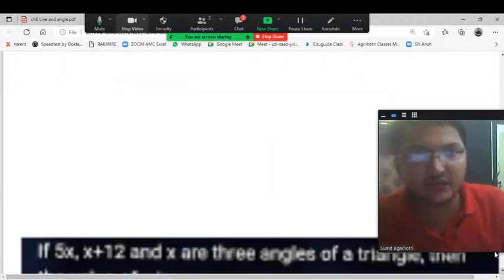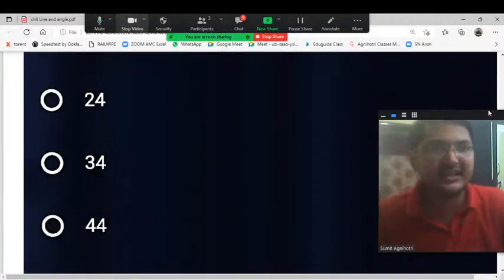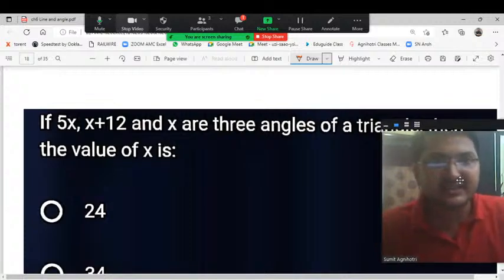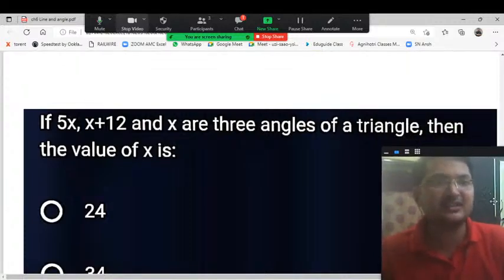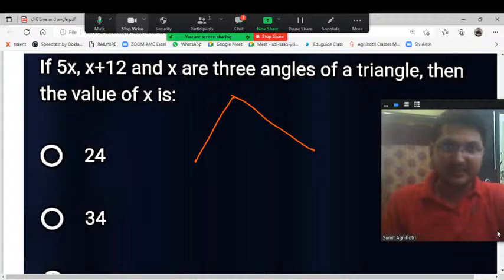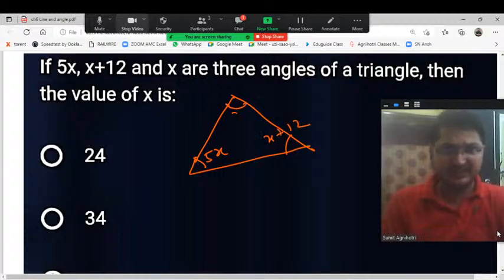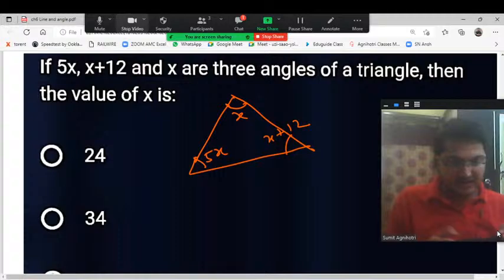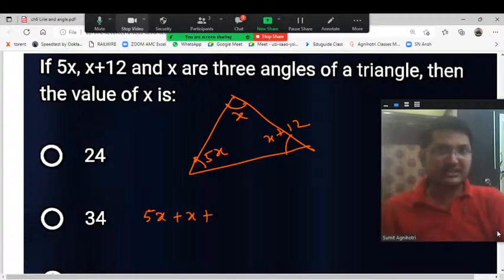The next question in front of you looks like this. The question is: 5x, x plus 12, and x are three angles of a triangle. If they are angles of a triangle, that means they are part of the triangle. This is 5x, this is x plus 12, and this is x. As the angle sum property suggests, what should their sum be?